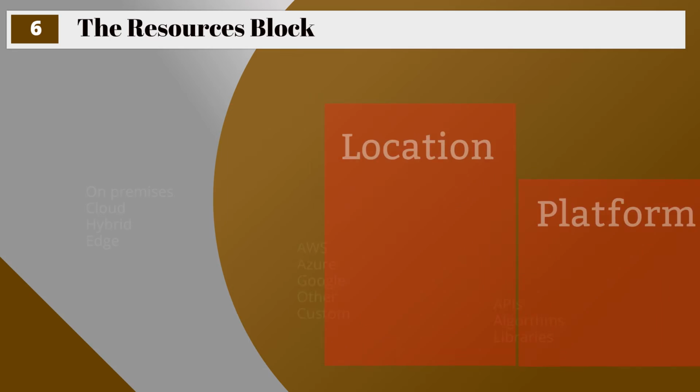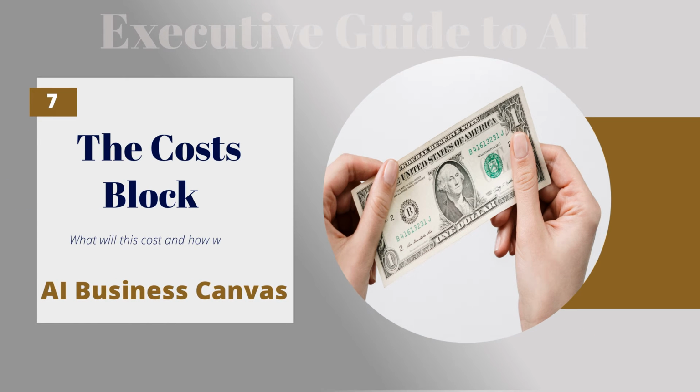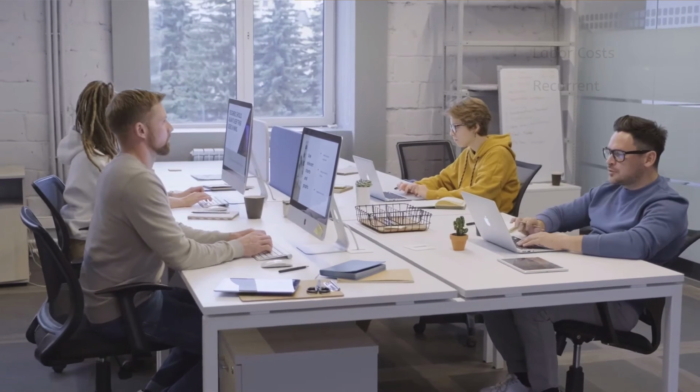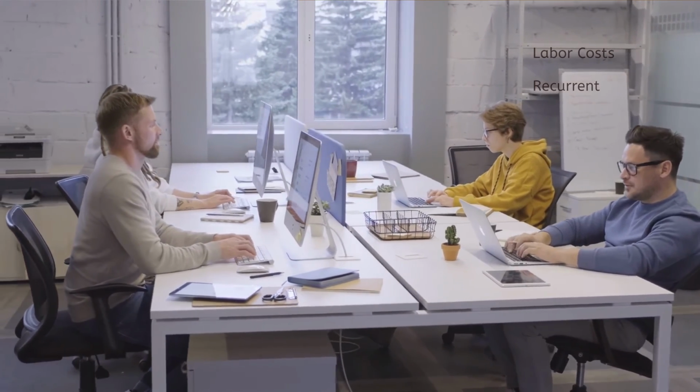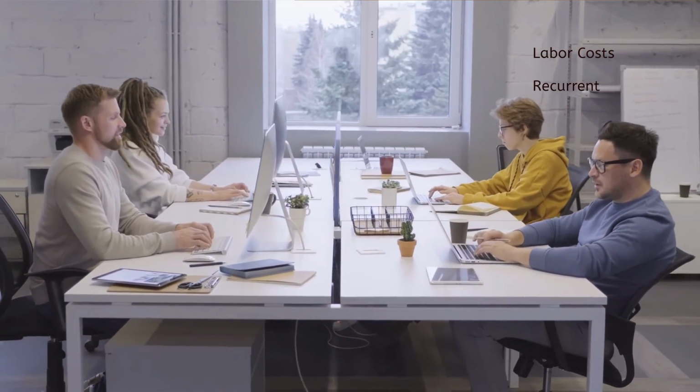And now on to the cost block, because to get your resources, you will incur costs. Do you need investment, and approximately how much? Where will you get the money from? Do you have one-time costs? What are your variable costs, like maintaining the AI innovation or delivering it to customers? Which resources are the most expensive?